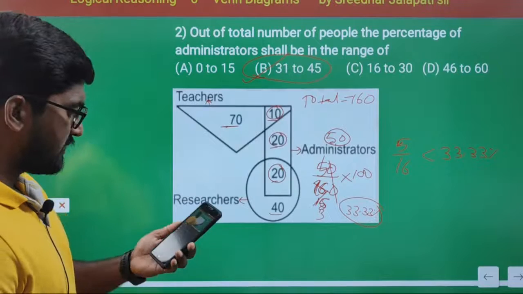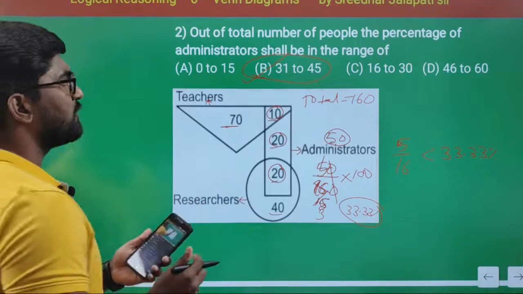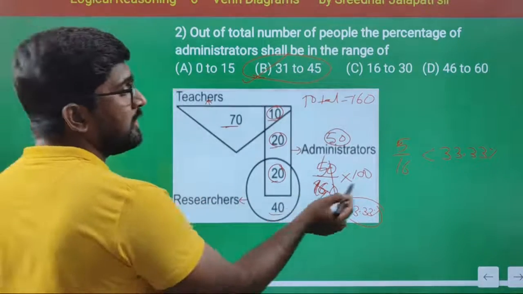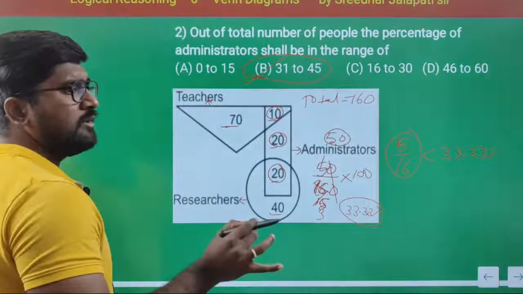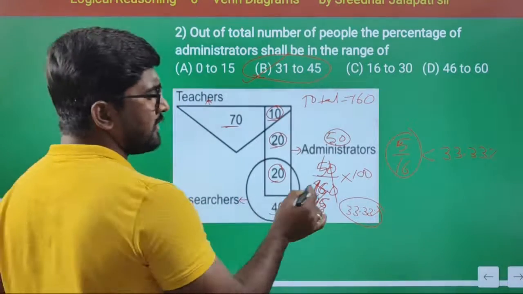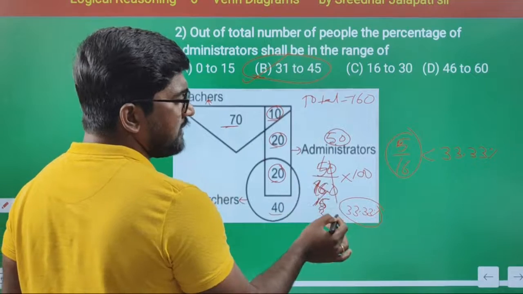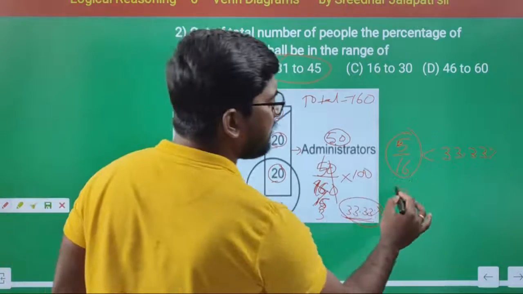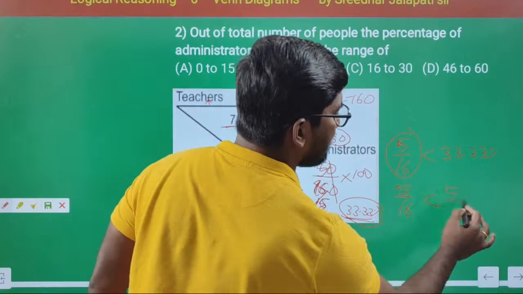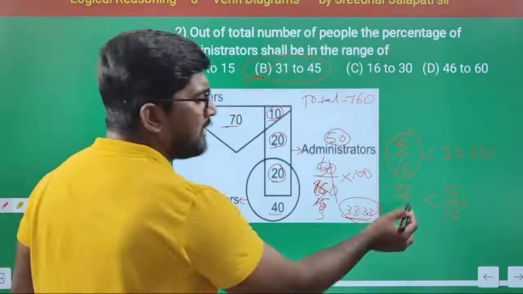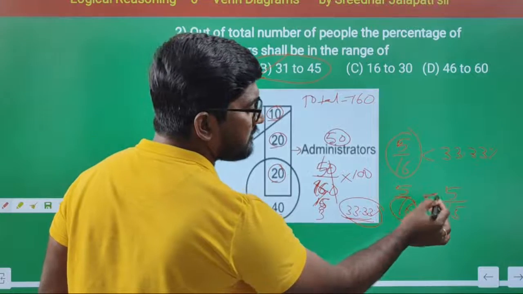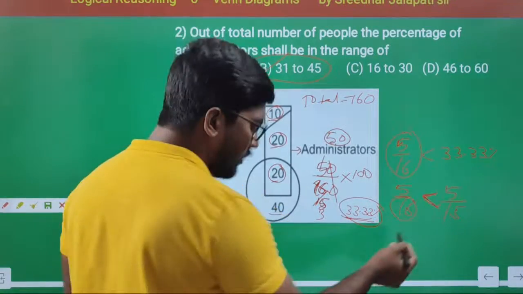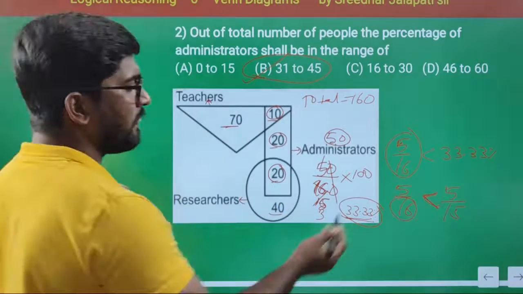Option B. Yes, I appreciate all those who got the answer as option B. You are absolutely right. But here for 5 by 16, I did not do any calculations. You need to understand that 5 by 15 is 1 by 3, which is 33.33%. 5 by 16 is less than 5 by 15. How do you know? When the numerator is the same, the more the denominator, the lesser the fraction value, right?